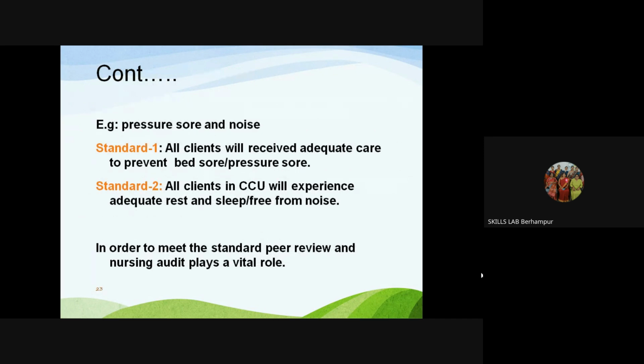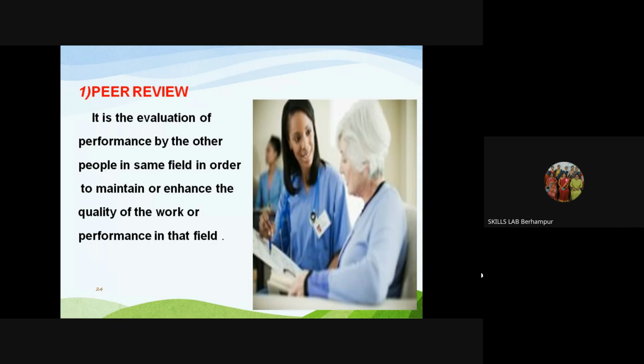Then example: pressure sore and noise. Standard one: all clients will receive adequate care to prevent bed sores or pressure sores. Standard two: all clients in ICU will experience adequate rest and sleep free from noise. In order to meet the standard, peer review and nursing audit play a vital role. Then peer review. What is a peer?